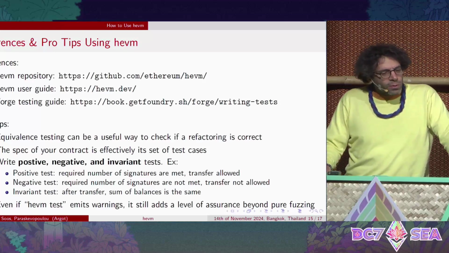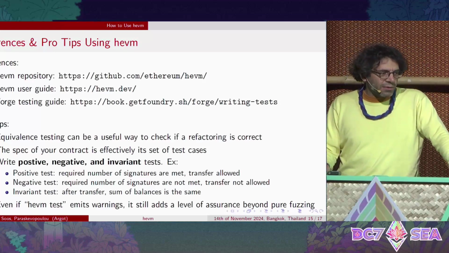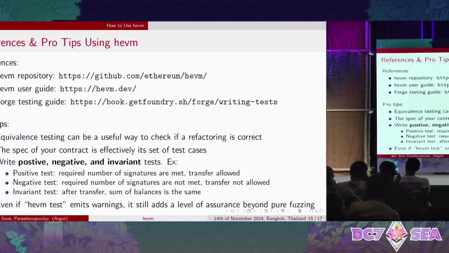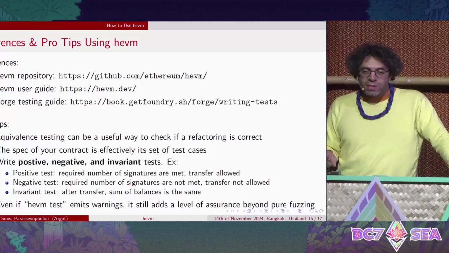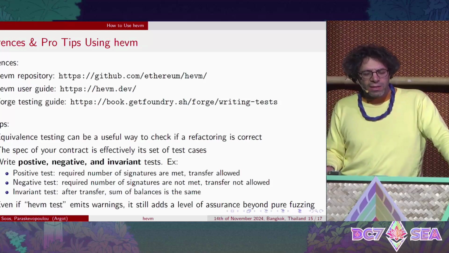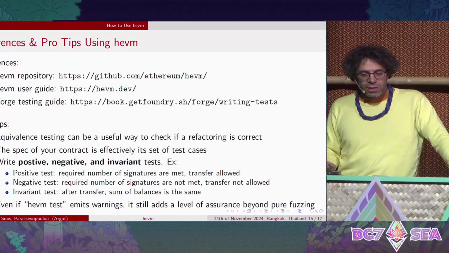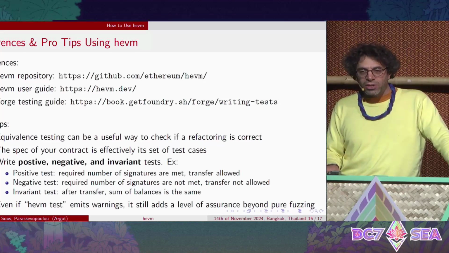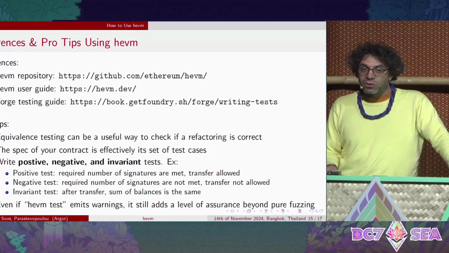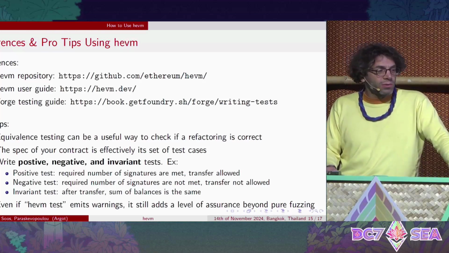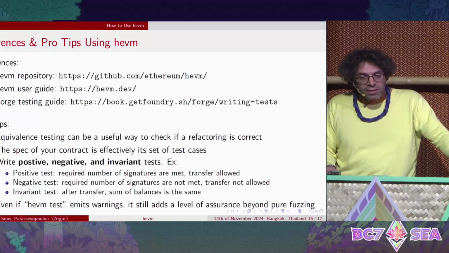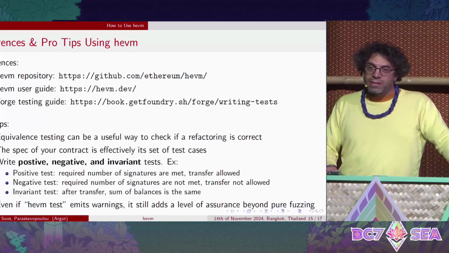Just a few pro tips regarding using hevm. So I would recommend, for example, using it for equivalence testing. The one that I showed you was specifically done by one of the compiler teams who wanted to check if their optimization or new idea actually doesn't break what the compiled contract is expected to do. So it's quite useful in case you want to refactor or if you want to do some gas optimized code, it can be useful.